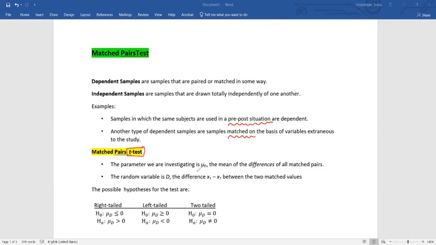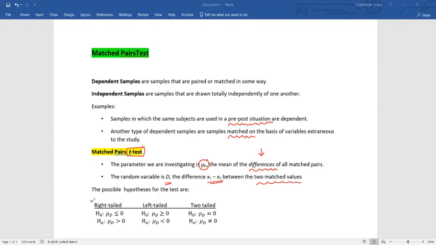The parameter we are investigating has a notation. It's mu sub d, which is the mean of the differences of all matched pairs. So we have to focus on finding the differences of all matched pairs. The random variable is d, which is the difference between x1 and x2. So these are, of course, the two matched values. The test will follow the same steps of hypothesis testing. And the first step will be to set up the hypothesis, because we are doing this test in a very specific way. We use very specific notation.